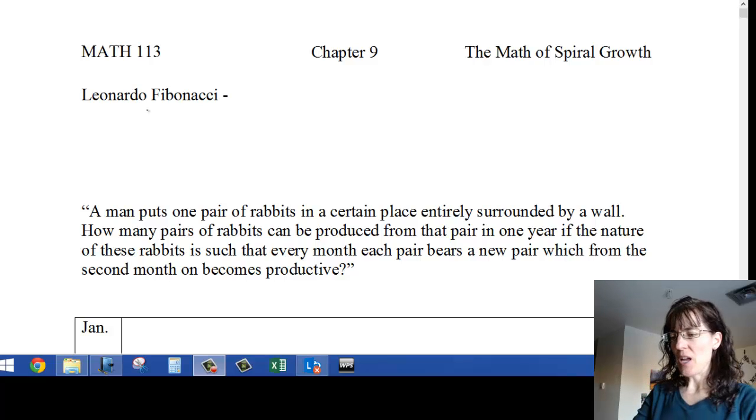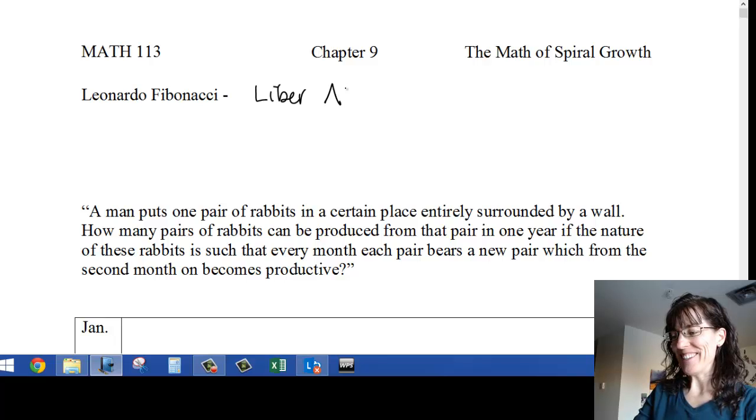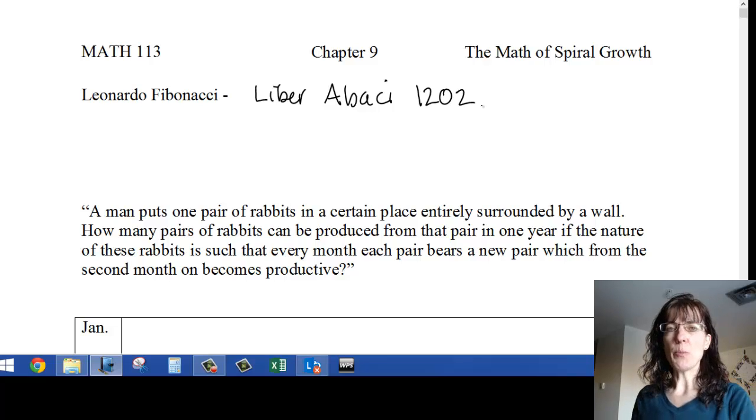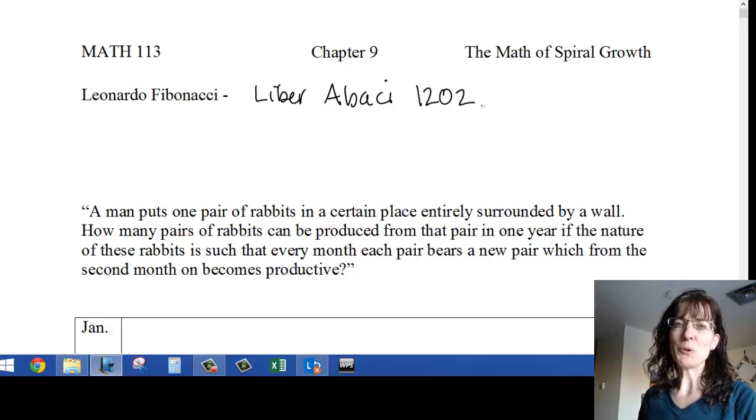Fibonacci numbers. Leonardo Fibonacci was a mathematician from the late 1100 ADs, and he published a book called Liber Abaci, I think, in about 1202. And it was a book of math problems, and here's the most famous problem from that book.